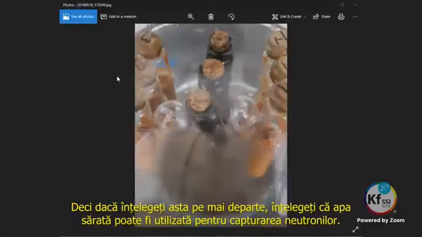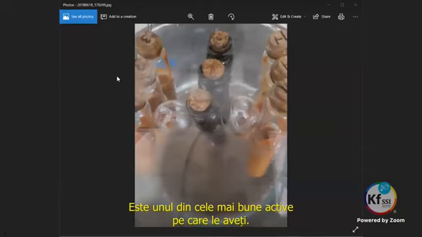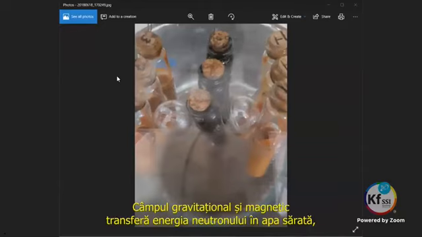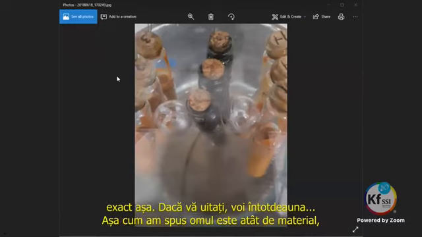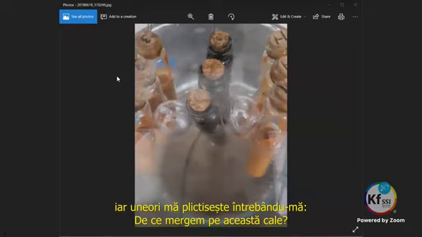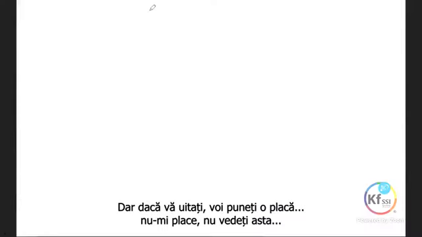So if you understand that far, you understand that salt water can be used for capturing the neutrons. It's one of the biggest assets you have. Gravitational magnetic field transfers the energy of neutron into the salt water, exactly like, if you look at it, you always, as I said, man is so physical, sometimes bothers me that why we go this way. But if you look at it, you put a plate.